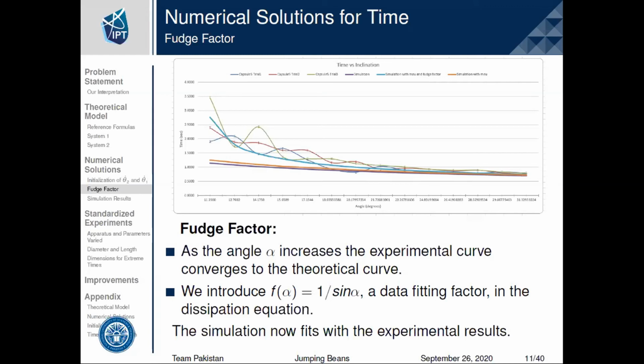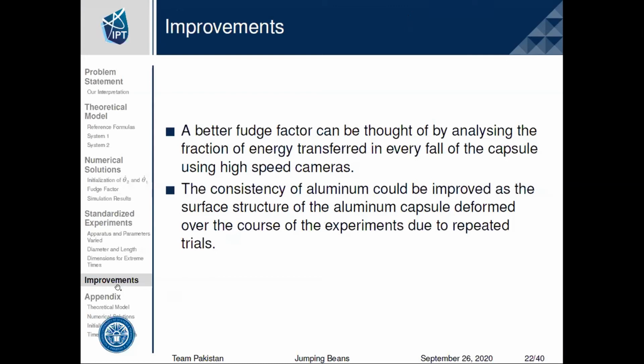And then we introduced a fudge factor to it, and the fudge factor can also be further improved. The reason for introducing the fudge factor, as mentioned in the improvements section, is that the fraction of energy transferred in every fall of the capsule is a bit different, and it can be analyzed and recorded by analyzing the motion using high-speed cameras. We did not have high-speed cameras, so we could not include this in our model.